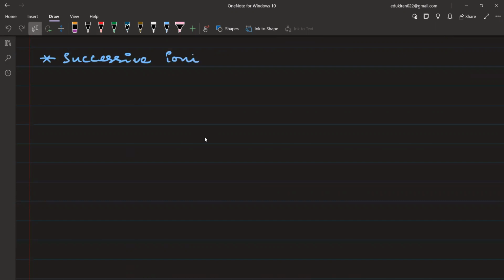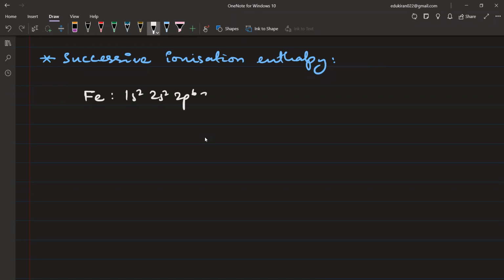Successive ionization enthalpy. Okay. In successive ionization enthalpy, for example, we have this iron atom, right? So iron, the electronic configuration is 1s2, 2s2, 2p6, 3s2, 3p6, 4s2, and 3d6. Atomic number is 26.